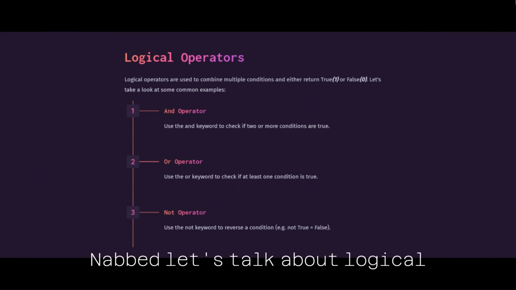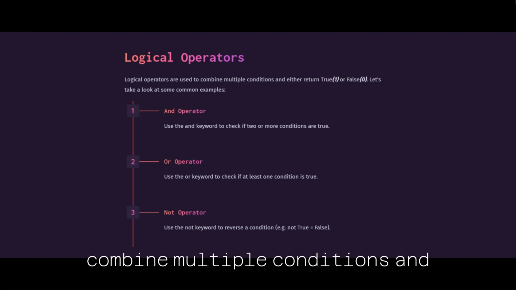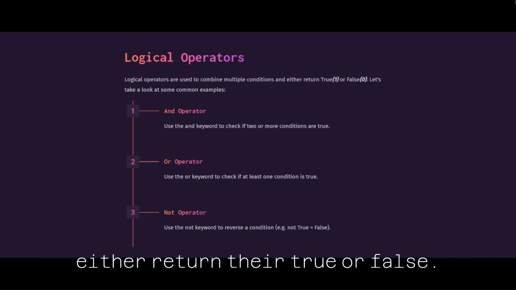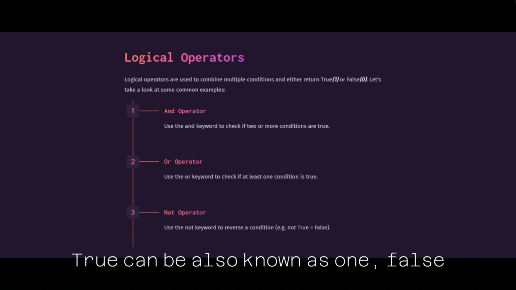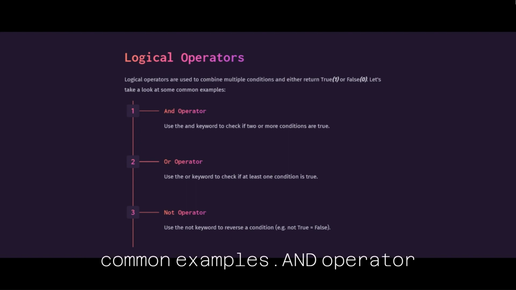Now then, let's talk about logical operators. Logical operators are used to combine multiple conditions and return either true or false. True can also be known as 1, and false as 0. Let's take a look at some common examples.